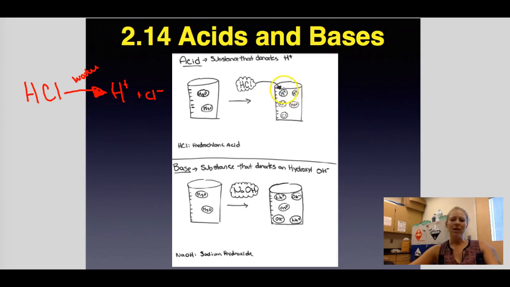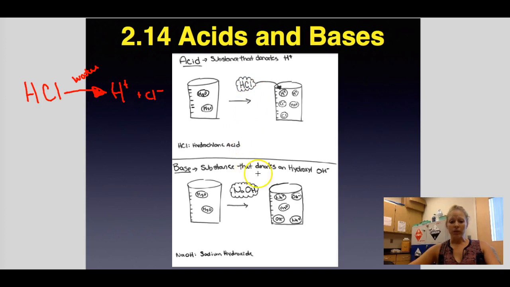What's important is that we have these hydrogen ions, because that's the definition of a base. I mean, an acid, sorry. When you put hydrochloric acid into water, it's going to dissociate, and one of the products is a hydrogen ion. The more hydrogen ions you have in a substance, the more acidic it becomes. Therefore, hydrochloric acid, or HCl, is an acid.